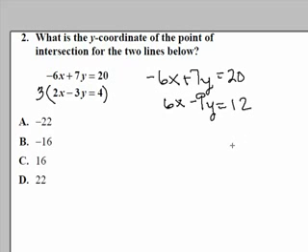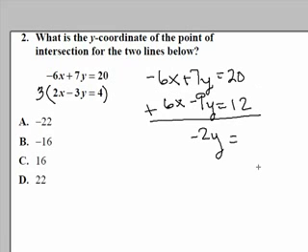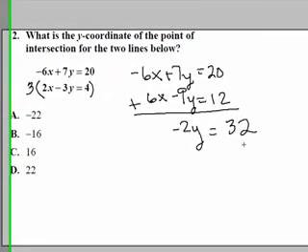Now if you recall, when you're doing elimination, you simply add the two equations together. And when you add those two equations together, you want a variable to eliminate. So it's quite obvious that the x variables will eliminate when I add straight down. So I get negative 2y is equal to 32. And you should be able to finish it from there. Okay? Only find the y-coordinate.